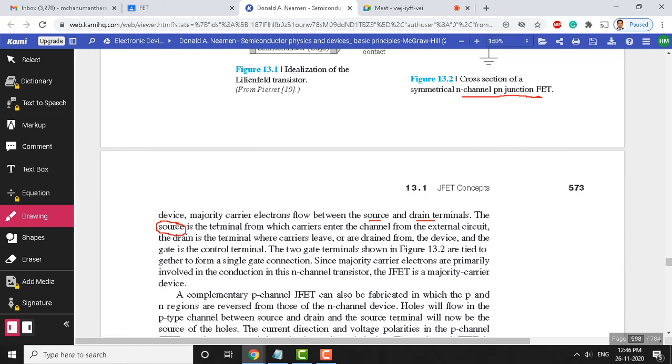So we explained that the source is the terminal from which carriers enter the channel from the external circuit, and the drain is the terminal where the carriers leave the channel, leave the device, or are drained from the device. So that is the definition of a drain.